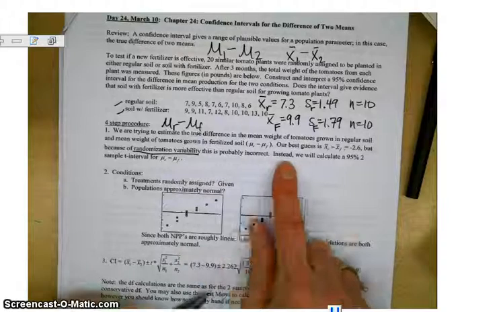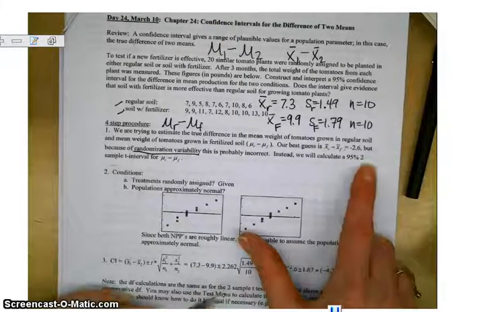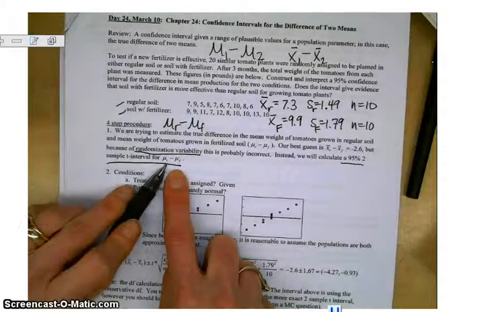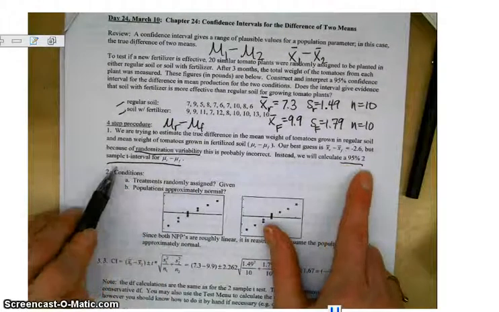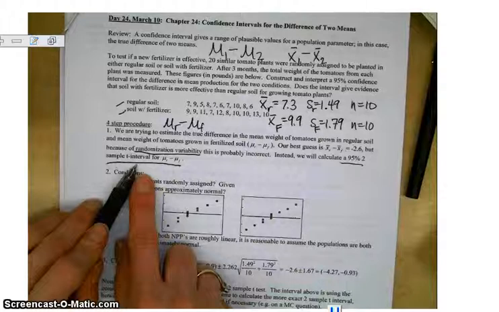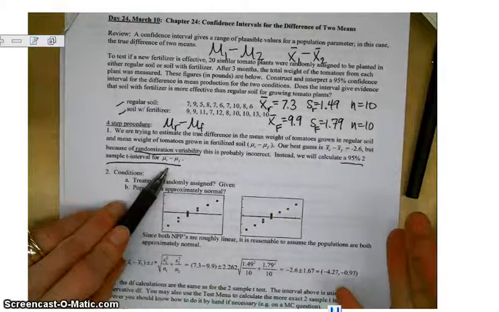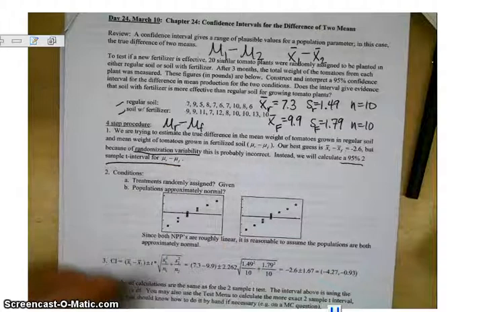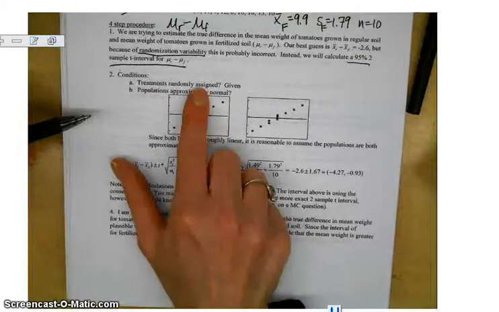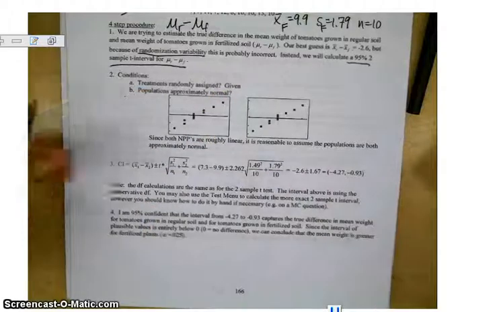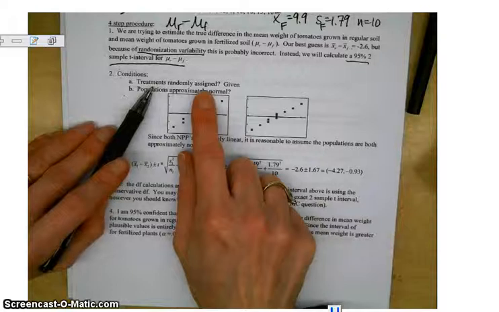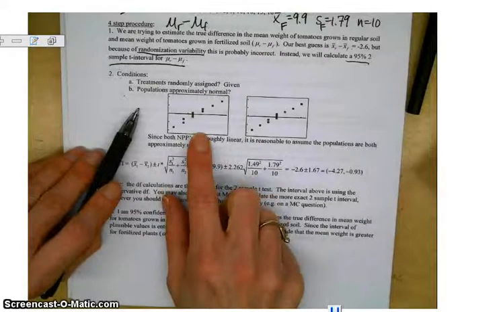So what we're going to do is calculate a 95% two-sample T interval for the mean difference. Okay, you say the confidence level, how many samples, what's your test statistic, and then what variables it's for. P, mu, now it's a difference of two means. So we have to check our conditions. Conditions for means, are they randomly assigned? Yes. And for experiments, it's really nice. There's only two conditions you have to check. Treatments are randomly assigned? Yep. And are they approximately normal?